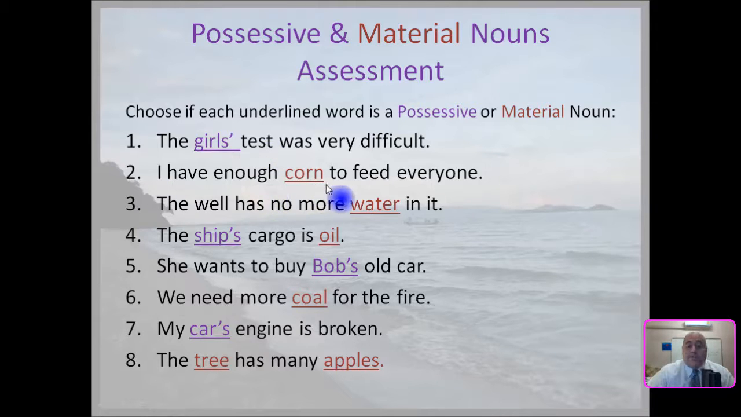Number 2, corn is a material noun. Number 3, water is a material noun. Number 4, ship, apostrophe S, ship's cargo is oil. Ship is possessive, one ship, and inside the ship was a material noun, oil. Number 5 is possessive, Bob, apostrophe S, Bob's old car. Number 6, coal is a material noun. Number 7, car's engine, the engine owned by the car, apostrophe S. And number 8, tree and apples are both material nouns.